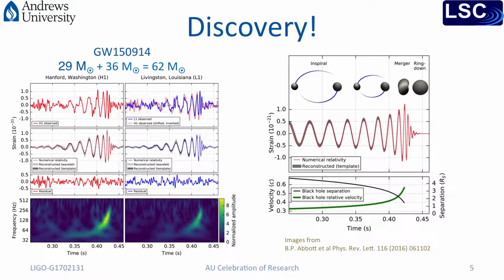Then they were taken offline and underwent a series of upgrades to improve all of their components: new lasers, better mirrors, better suspensions. They were then turned back on in 2015. And almost immediately after these advanced detectors were turned back on, nature was very kind to us, and we were able to measure gravitational waves in the LIGO detectors for the very first time.